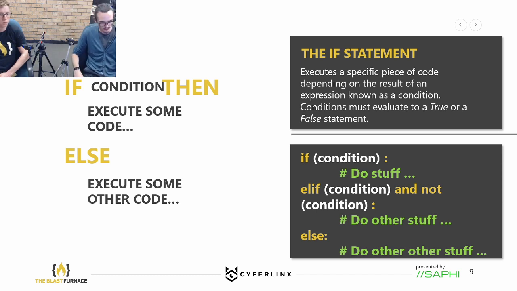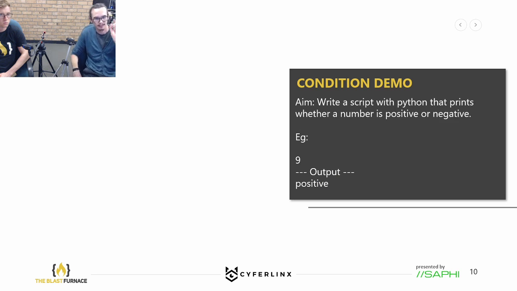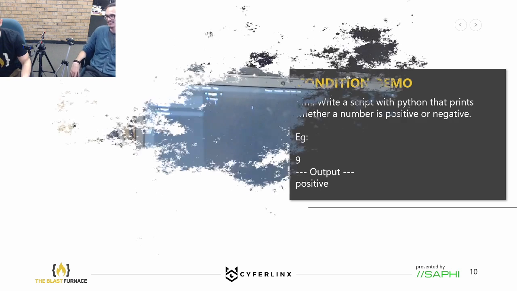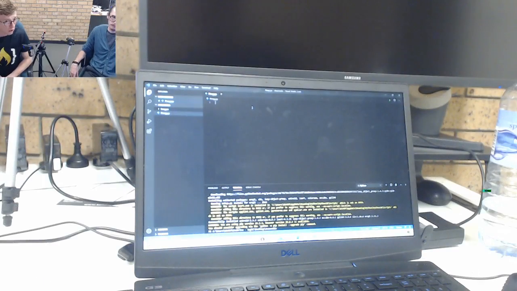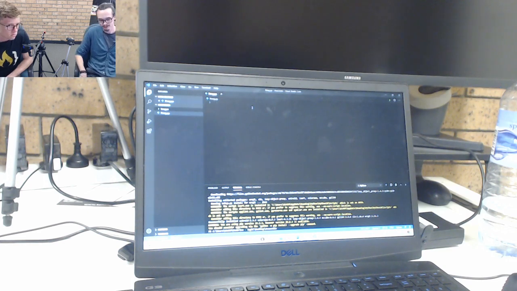So with all of that, let's start writing some Python. Okay, this is my favorite part. This is going to be my very first line of code. So write a script with Python that prints whether a number is positive or negative.